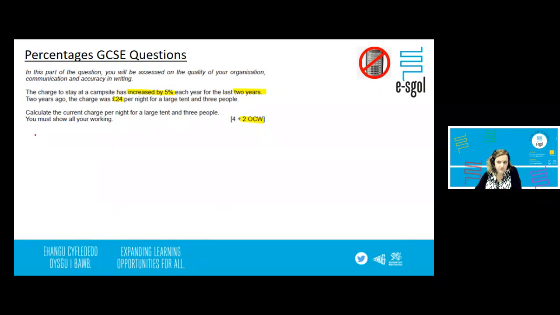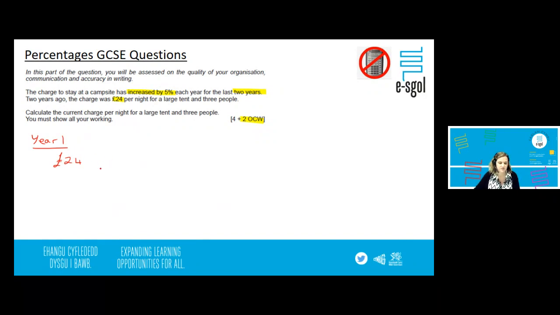So what you want to do here, this is a non-calculator process. So you're not going to be able to do the multiplier method we used on the previous question. You are going to have to set it out as what is the answer at the end of the first year, and then what will the answer be at the end of the second year. So in year 1, we started on £24. That was then increased by 5%.